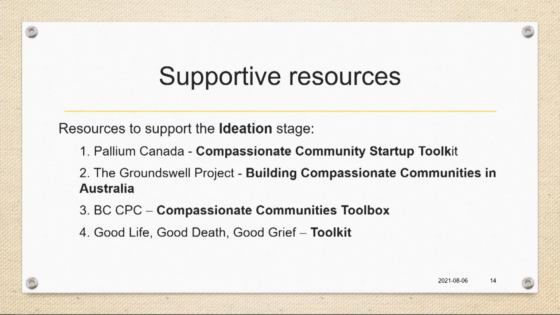Pallium has one called the Compassionate Community Startup Toolkit. The Groundswell Project has their published paper. The BC Centre of Palliative Care has a Compassionate Communities Toolkit, which also includes an index. That's really quite useful. Good Life, Good Death, and Good Grief, they also have a toolkit on their website if you just look for that toolkit tab.